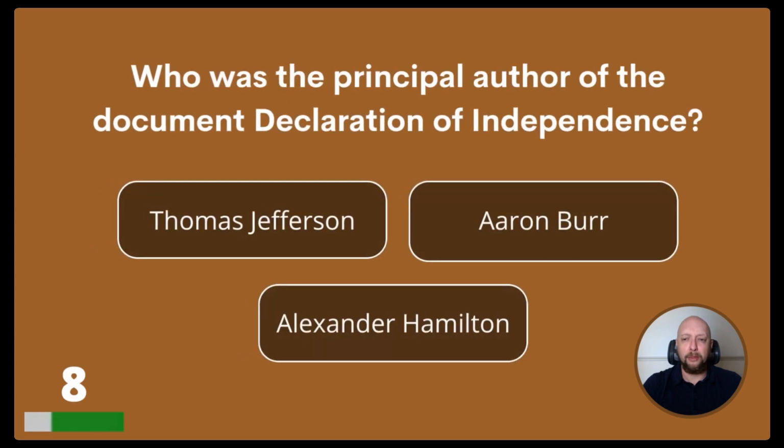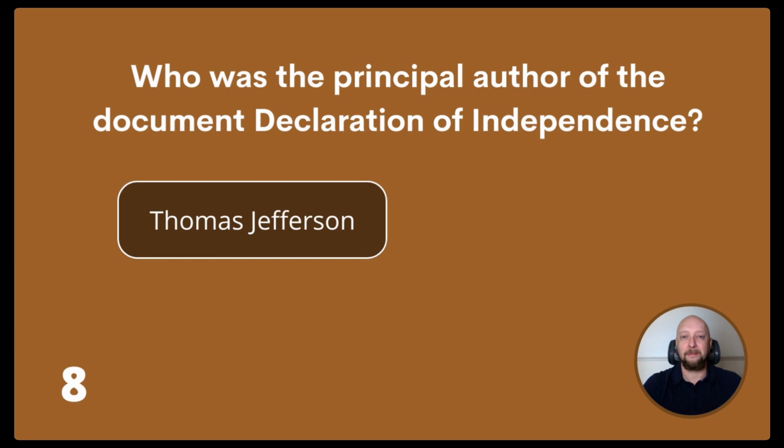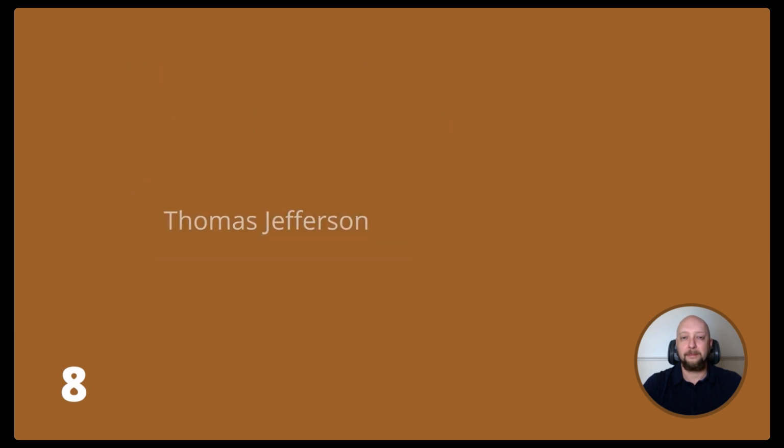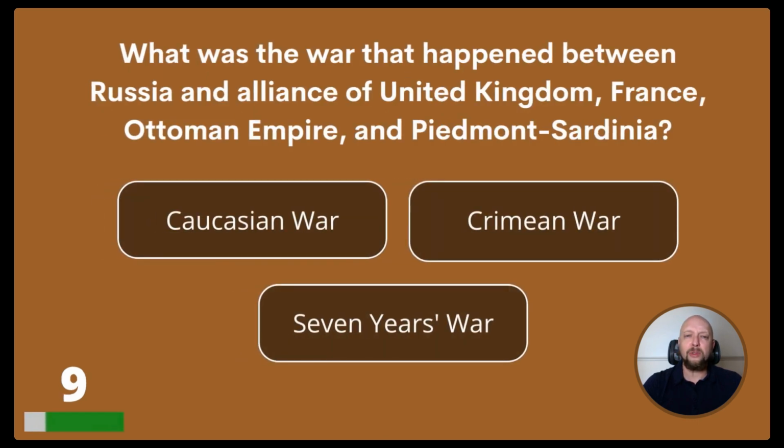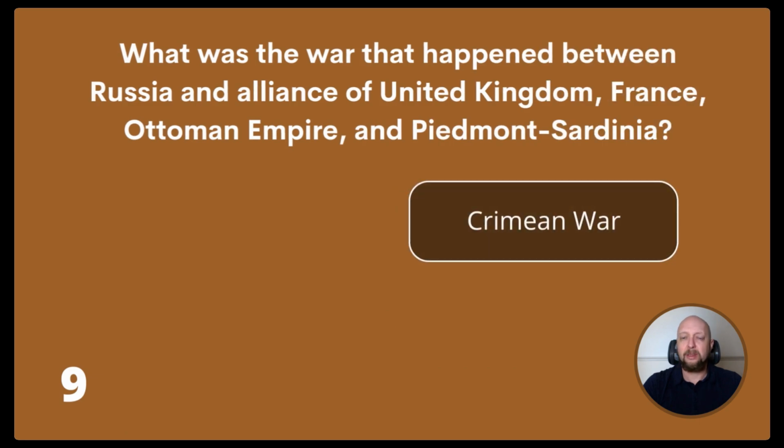Who was the principal author of the Declaration of Independence? Was it Thomas Jefferson, Aaron Burr, or Alexander Hamilton? The answer is Thomas Jefferson. What was the war that happened between Russia and the alliance of United Kingdom, France, Ottoman Empire, and Piedmont Sardinia? Caucasian, Crimean, or Seven Years' War? Answer is the Crimean War.